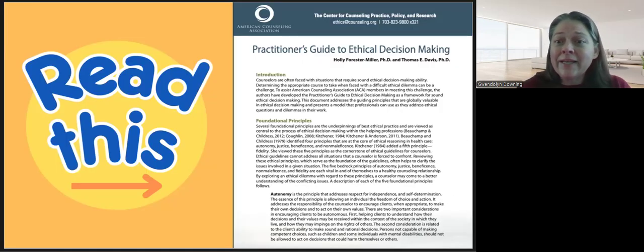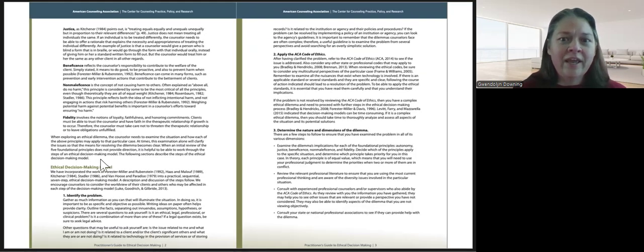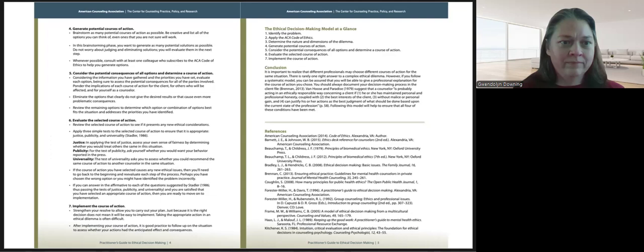Now, since mine is an adaptation, I want to give you a very, very cursory overview of the practitioner's guide. And I know you'll take time to read it when you have a chance. So they have their introduction, then they go into their foundational principles. Then they go into their steps of the ethical decision-making model, where they're giving their explanation. Then there is their at-a-glance, and then the concluding paragraph. And in the conclusion, that has the quote from earlier about following a systematic model.